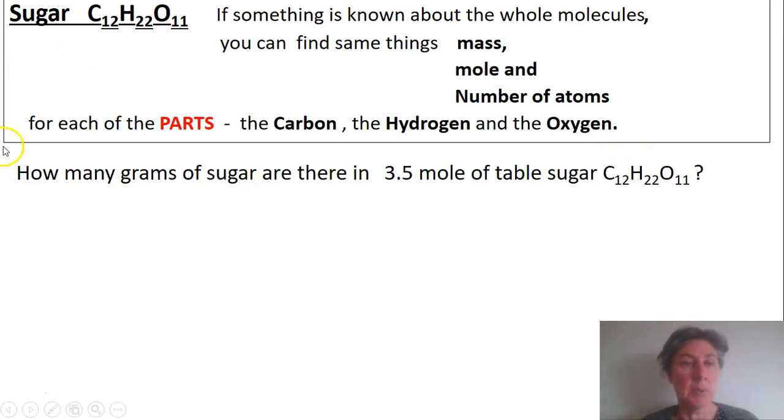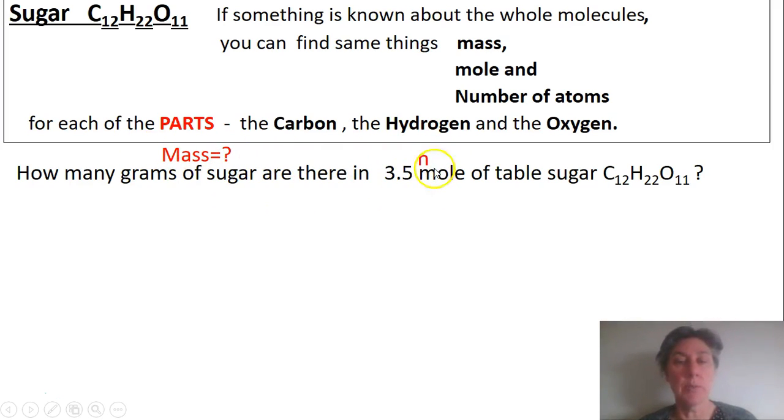So to start with, we're going to look at the whole molecule. So a question about it. Whenever you're given a question, you need to start labeling the information that you've been given. So the first bit here, how many grams of sugar? That's the question. How many grams? Grams is the weight. So they're talking about the mass. Mass and weight are the same thing. And the information that they've given you is the number of moles, how many groups you've got.